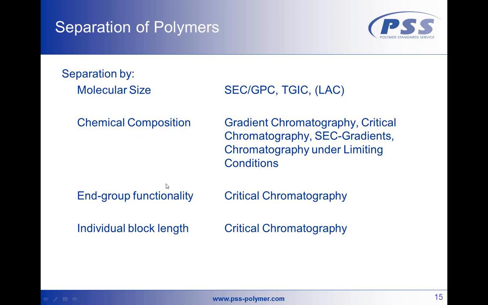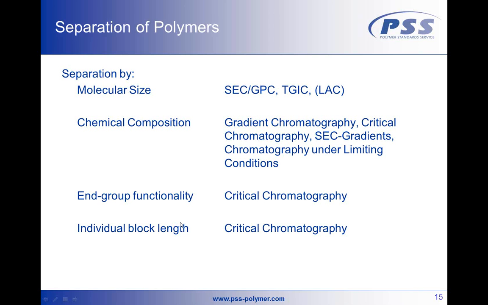Another parameter you might like to separate by is the type or the number of end groups. In that case, most probably critical chromatography might be the method of choice, because otherwise you might have co-elution of different functionalities and different molar masses.